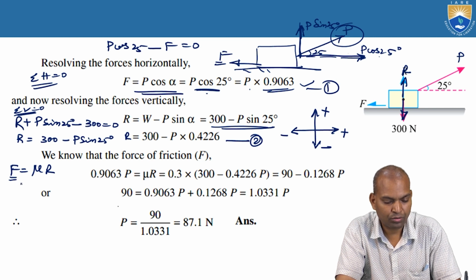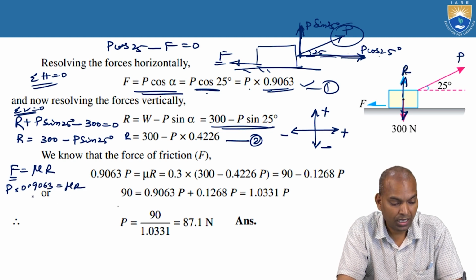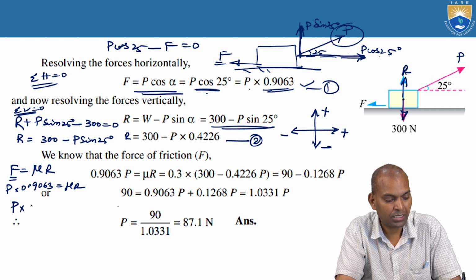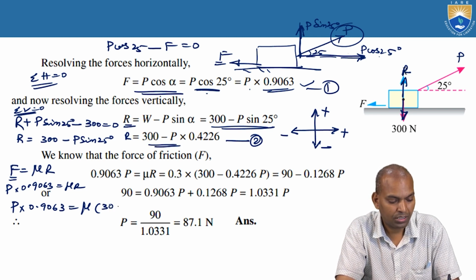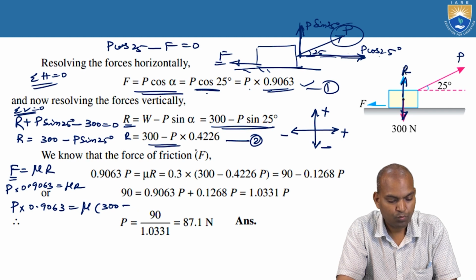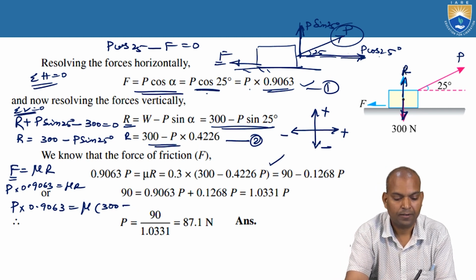So F equal to P times 0.9063 equal to mu times R. If you substitute R here, from equation 2, what is R equal to? 300 minus 0.4226 P.